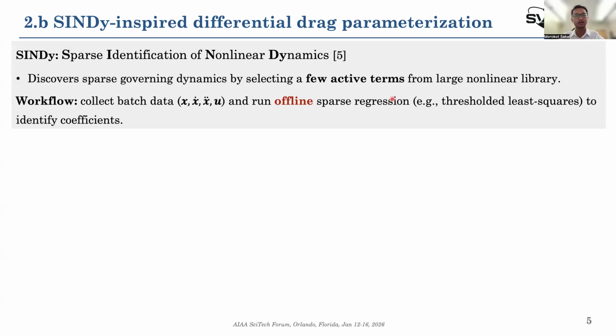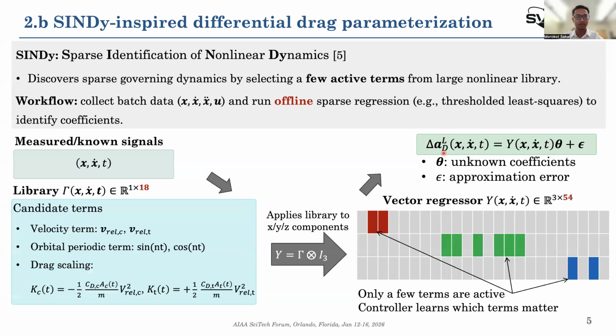And the way it works, and also its limitation, is that we need to collect a large bunch of data that can depend on state and input. And we need to run an offline sparse regression, a method called threshold least squares, to identify these coefficients. So in our case, we want to do this online. However, we're not trying to replicate the method of SINDy. The part that we borrow is that we are assuming that the unknown differential drag that we want to model actually comes from a large library of functions, and we assume the controller will be able to just select a few active terms from there.